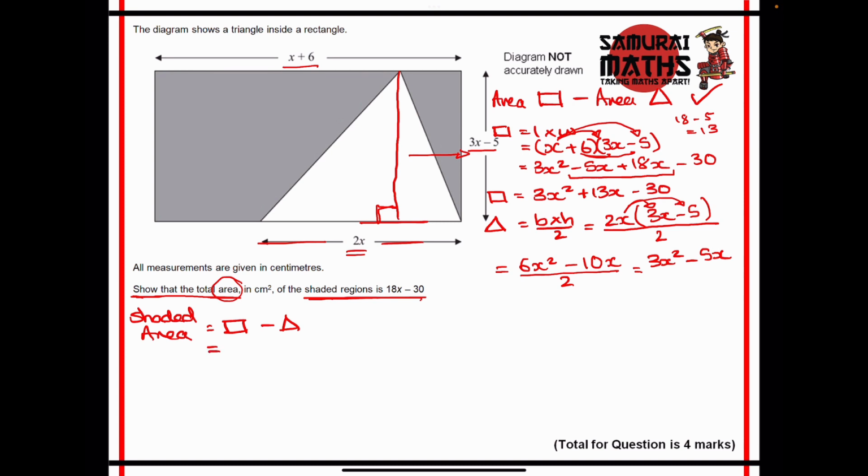Okay, so the area of the rectangle, if I can just go back here, is right there. So it's 3x squared plus 13x minus 30. And then we're going to take away the area of the triangle, which we're left with over here, 3x squared minus 5x. Now, because we're timesing a negative by two different terms, I think we need another bracket. So 3x squared minus 5x.